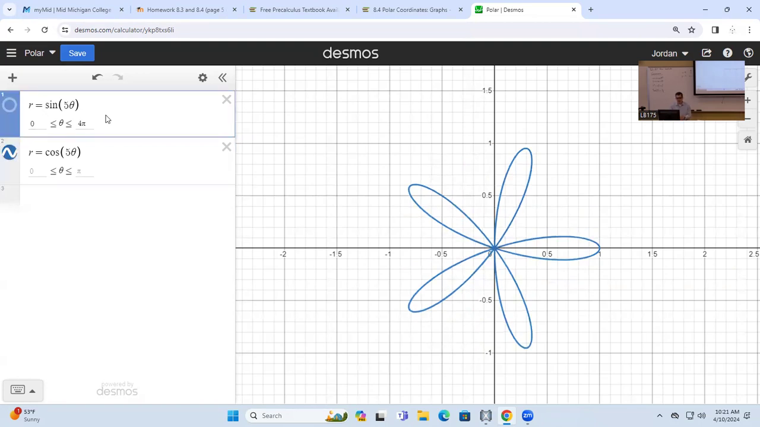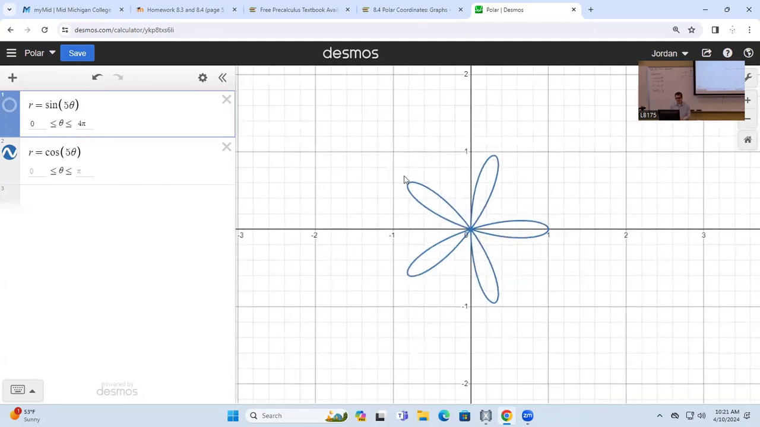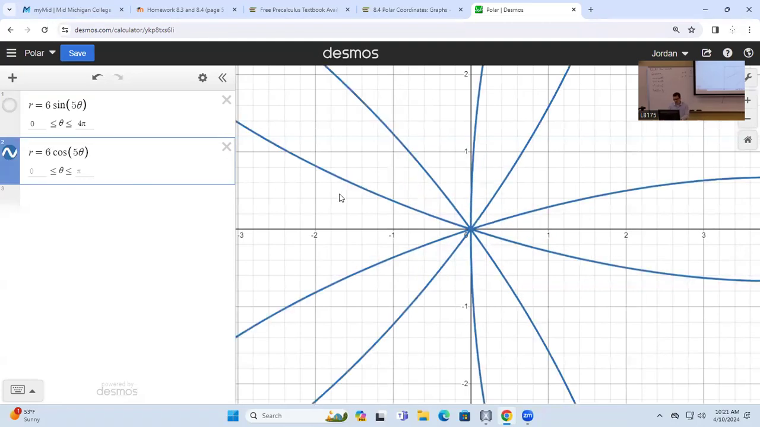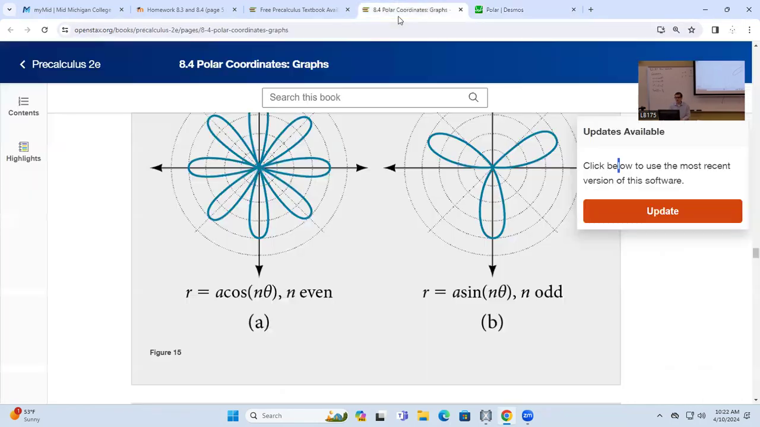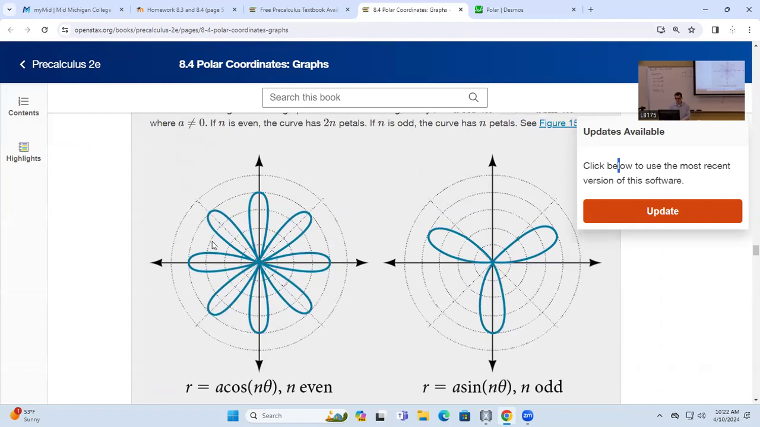And you can put any coefficient you want in front of these, like let's put a 6 in front. All that does is stretch out how big the petals are. Now the petals are length 6 if you measure from end to end. Does that make sense? So those are rose curves.